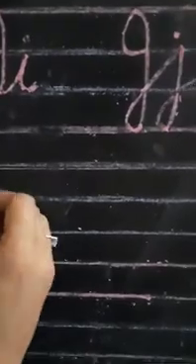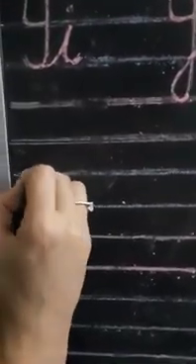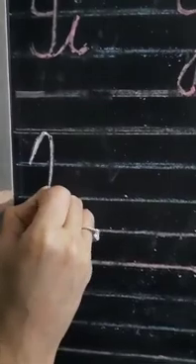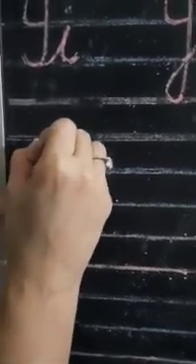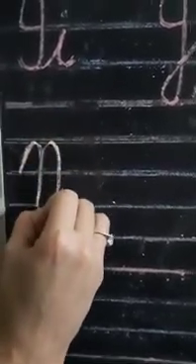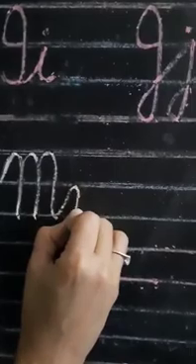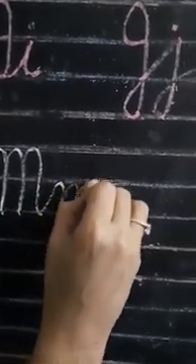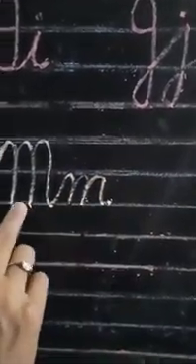After L it comes joining M. So M we will start from the first blue line, go up with a slanting line, take a turn, come down till second blue line, then come back on the same line and make a mount like this. Again come back, make a mount, then take a turn and make small m. Okay, this is joining M.